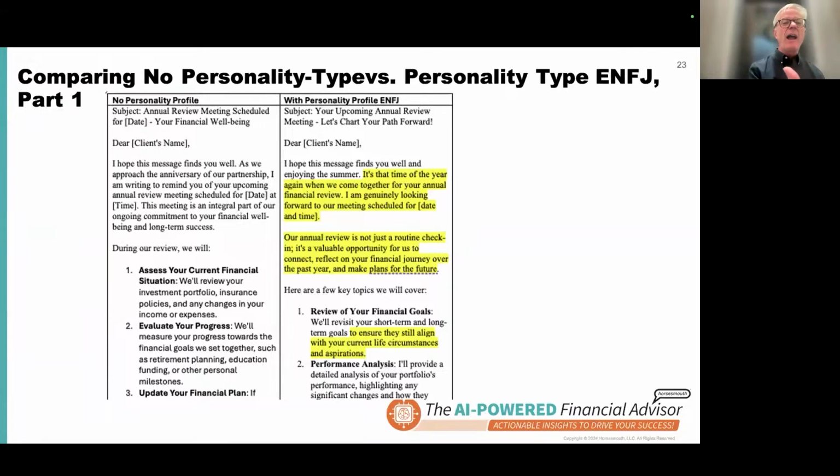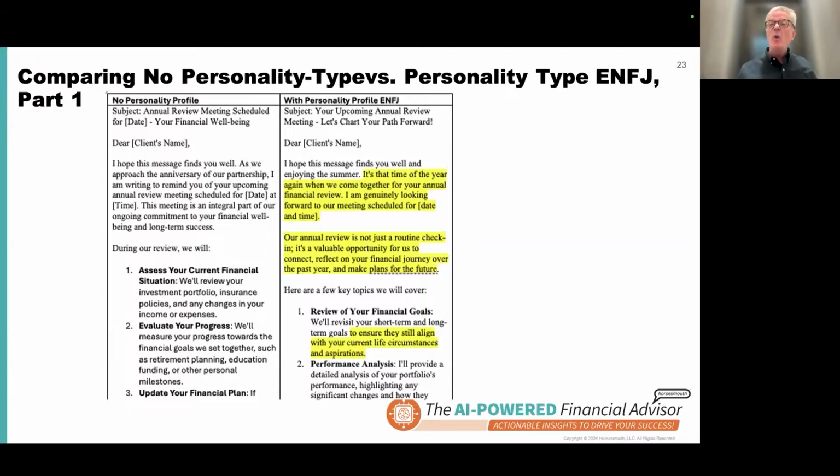So on the left side, this is an email going out to clients, and it says, annual review of your financial well-being, and it says, dear client, I hope this message finds you well as we approach the anniversary of our partnership. I'm writing to remind you of your upcoming annual review meeting scheduled for date at time. This meeting is an integral part of our ongoing commitment to your financial well-being and long-term success. All right. Without the code, you get that. It's kind of flat. It's professional. It's a little stodgy. It's okay. It's certainly serviceable.